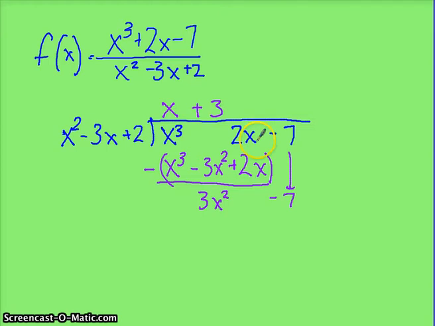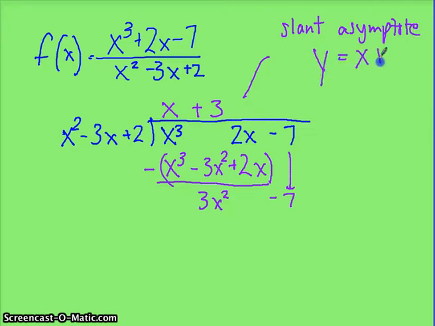Now at this point, we're done. Our slant asymptote is y equals x plus 3.